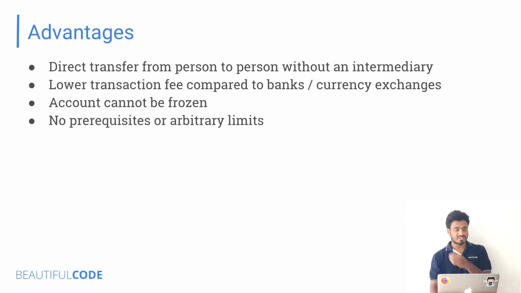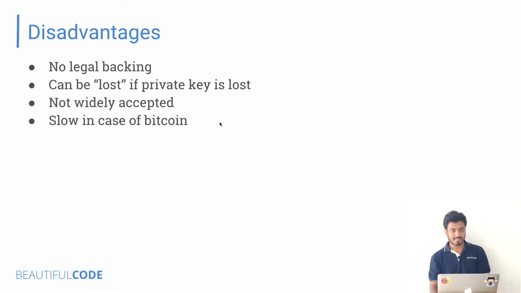So what are the advantages of cryptocurrencies? It is a direct peer-to-peer transfer. There are no banks or governments involved, if you don't trust your bank or government. There is a low transaction fee. You can choose to give 0 transaction fee for your Bitcoin transaction. Your Bitcoin account cannot be frozen and there are no arbitrary limits.